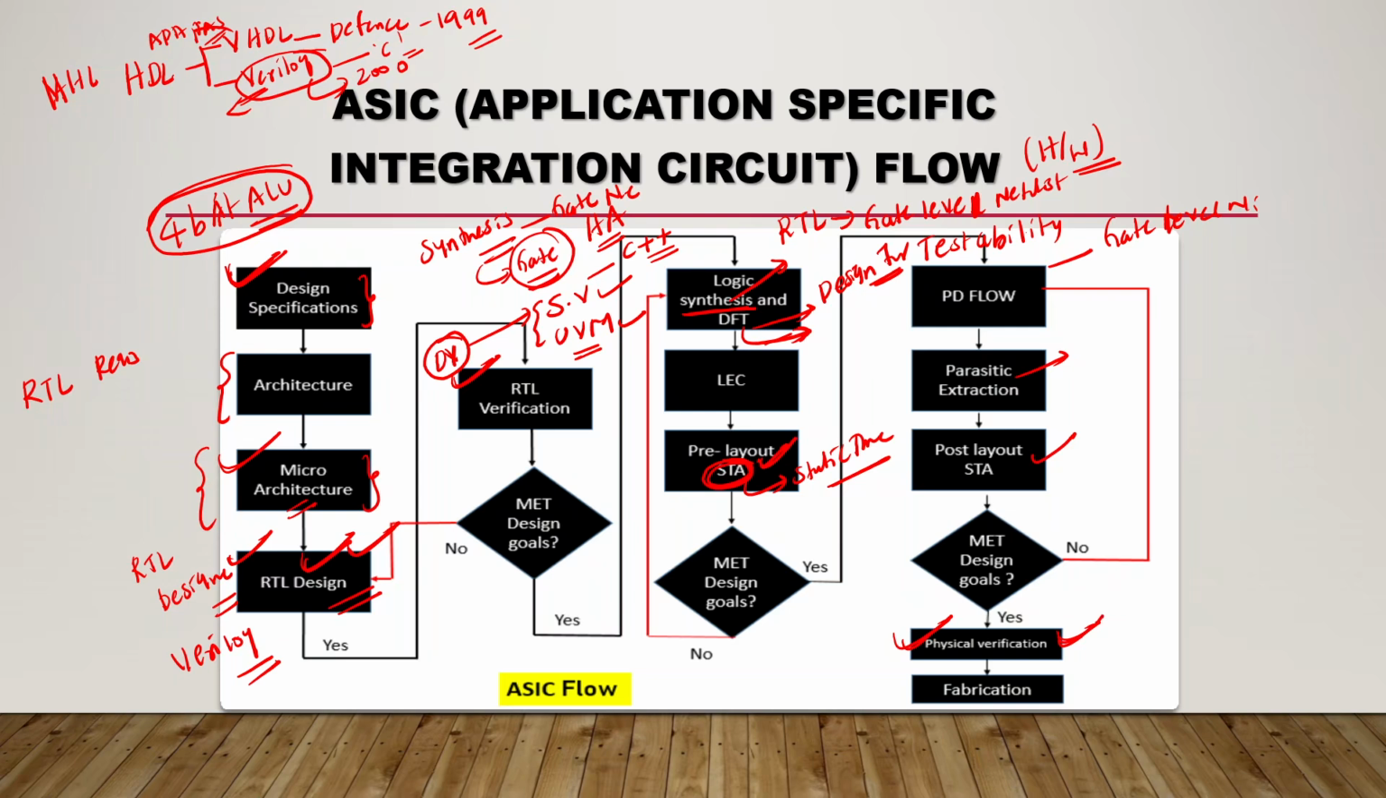After proving all these things, you give the GDS file, the GDS2 file, graphical design system file, to the fabrication. They take the input and follow some steps in the fabrication, and by using those steps they make the IC. This is the ASIC flow. Did you understand this ASIC flow?